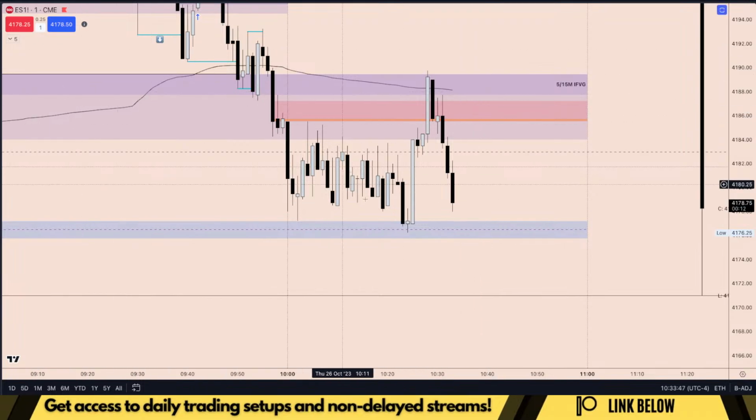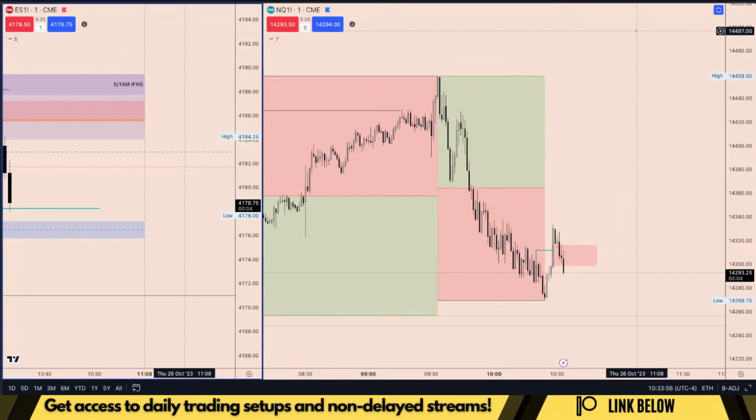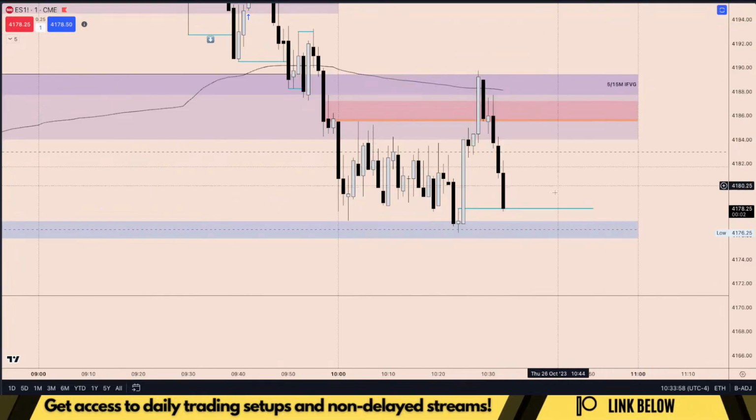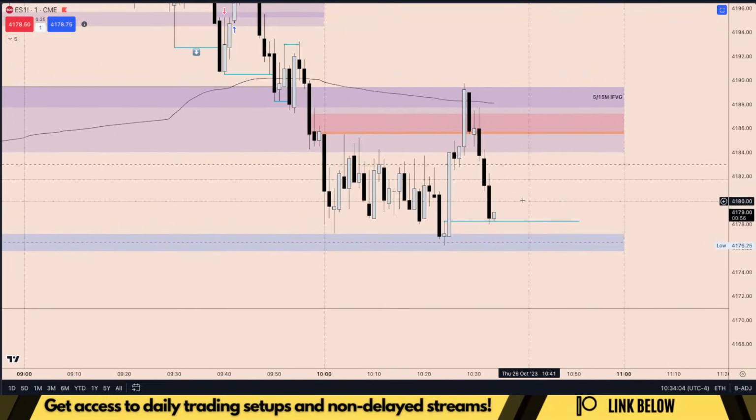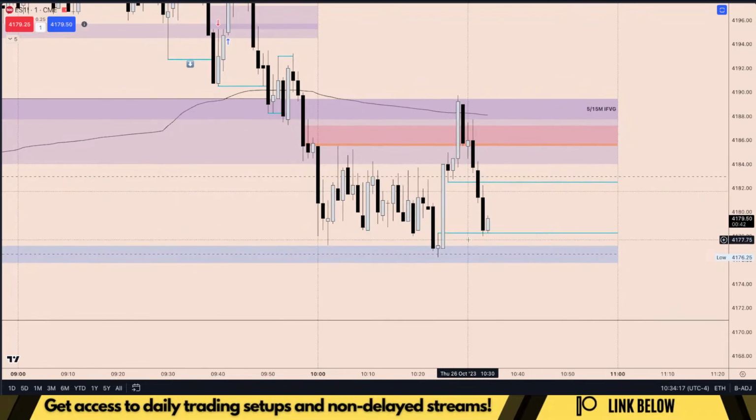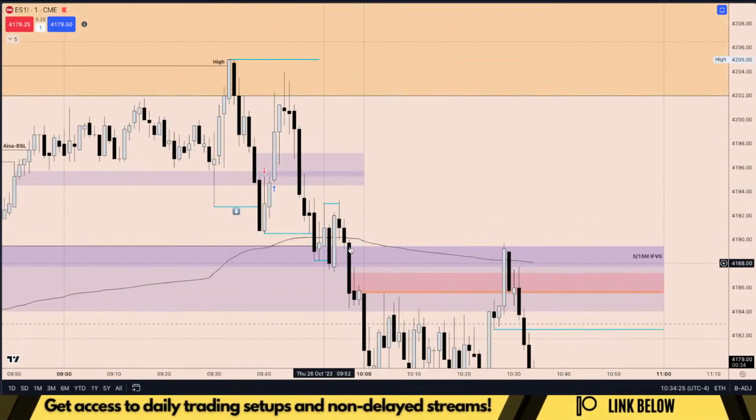So we just tapped the low of this fair value gap. And NQ's below that. Right now we're still holding it. So if you were waiting for after 10 a.m., not that nice. The nice move happened right after the open.